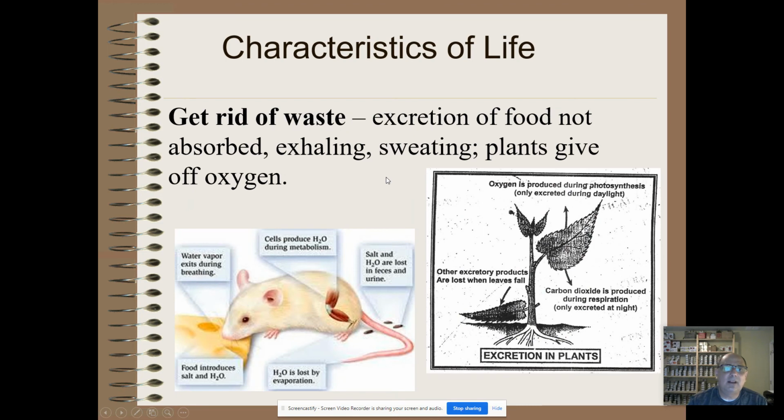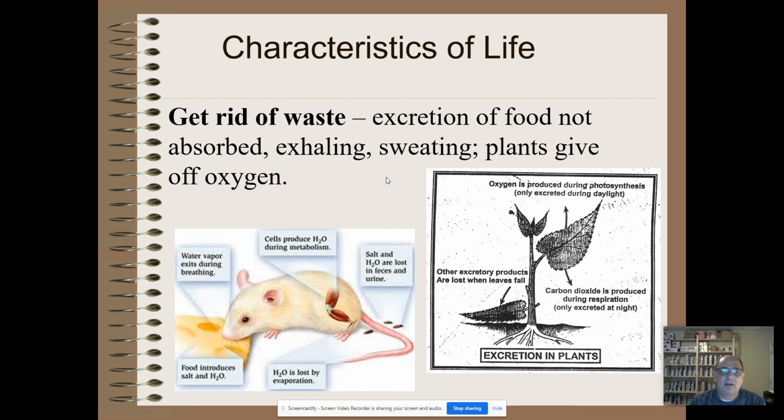Now, this is a contention where you go from 6 to 7, but I'm going to put the seventh one. Everything has to get rid of waste, right? Excretion of food not absorbed, exhaling, sweating, plants give off oxygen. This is a characteristic of life, the ability to get rid of waste.